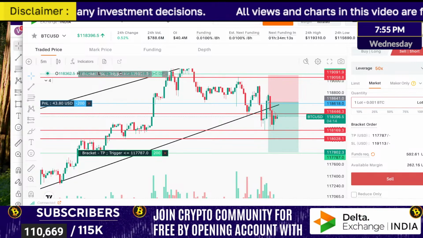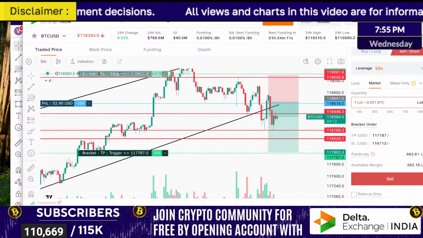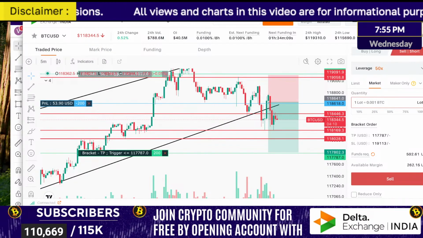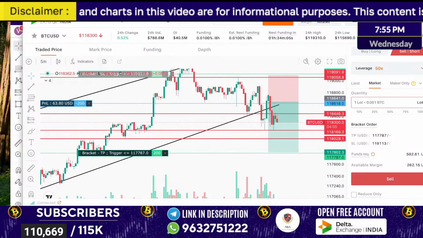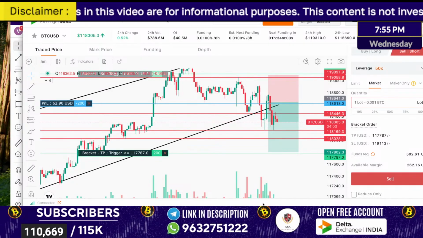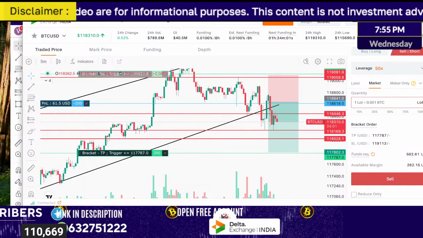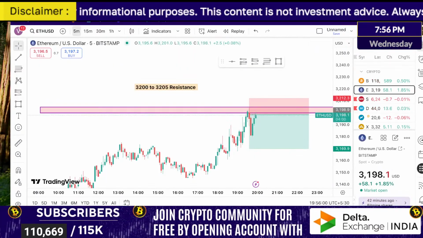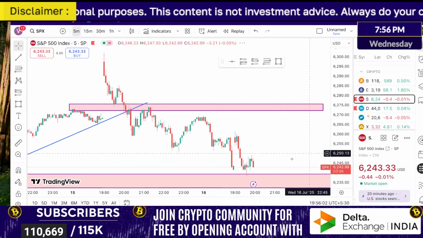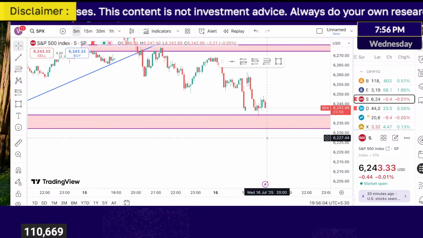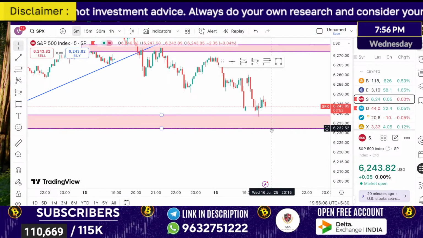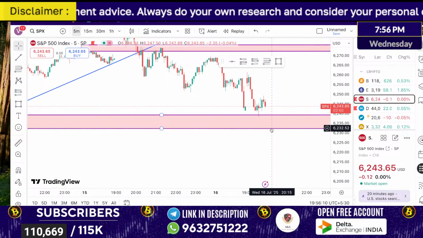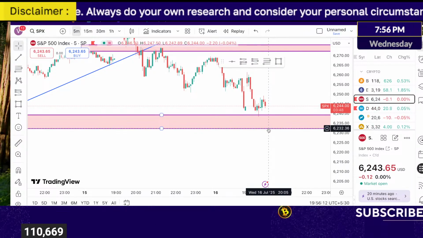S&P 500 is near the support, yesterday's low, but if it comes a little more to the 6,230, 240 range, that will be good for us. Now it is time for it to come. Where is it? S&P 500, if it comes to this zone, 230, 240, the 230 to 234 range.